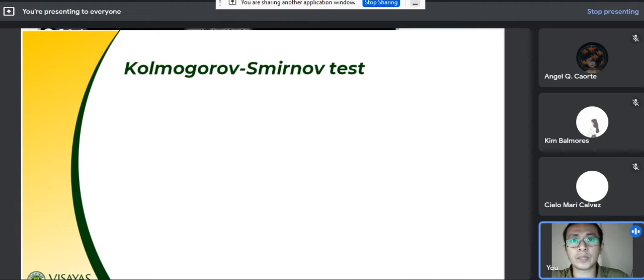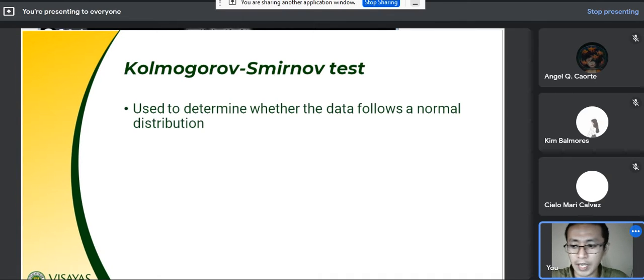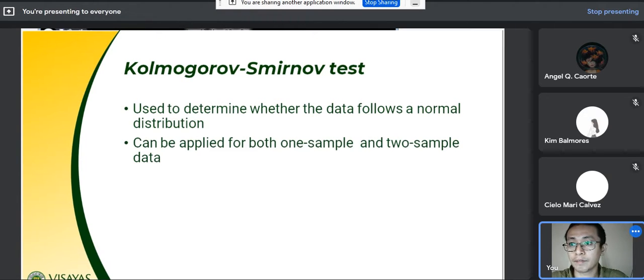So let's now move to another statistical tool used to perform the hypothesis test for normality, which is the Kolmogorov-Smirnov test. Again, this is a tool for hypothesis test for normality, and of course, it is used to test whether data follows a normal distribution or not. One good thing about the Kolmogorov-Smirnov test is that it can be applied to one sample and two sample data. So what do I mean by one sample data?